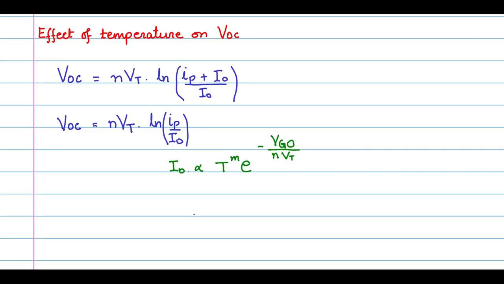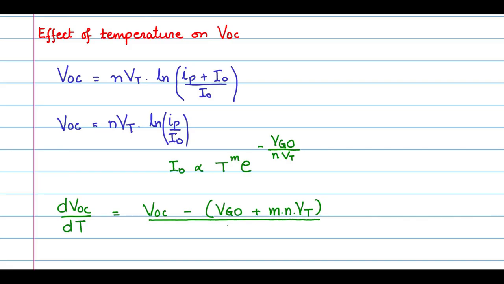and substituting this and then trying to find dVOC by dT, we get dVOC by dT as VOC minus (VGO plus mNVT) whole over T. So you see that for a given temperature, we can calculate the rate at which VOC will change with temperature.